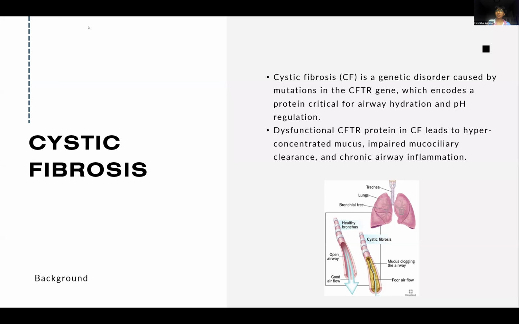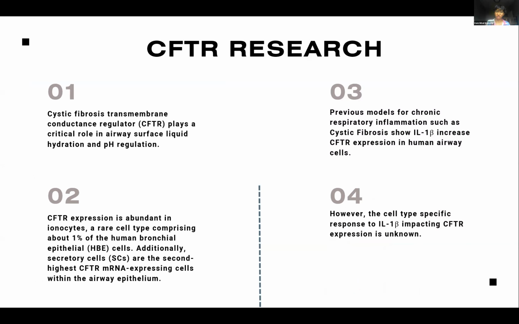Because it's a rare disease with a genetic cause, what we were trying to look at was the CFTR gene. CFTR plays a very important role in airway surface liquid hydration. The cells that express CFTR were previously studied and identified, and one of the main focuses of this research has been understanding what different kinds of cells express this gene and to what extent, so that we can understand what could be cellular targets for CF.